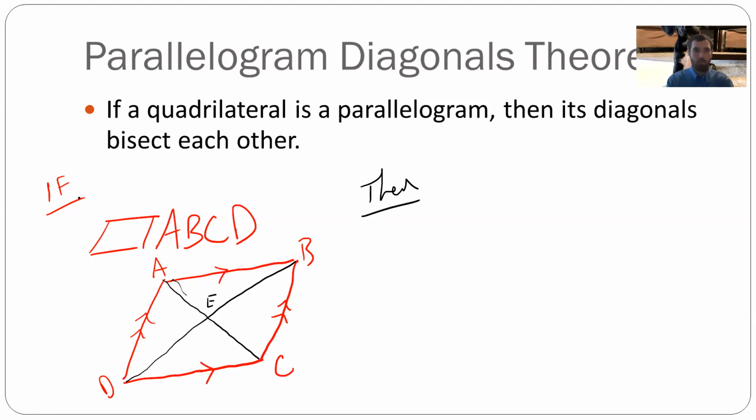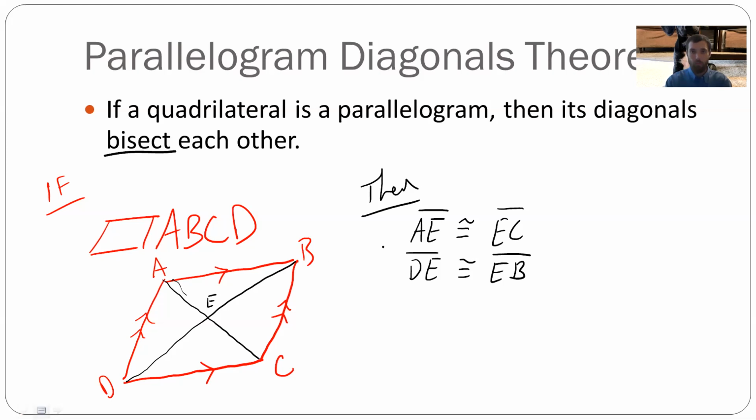When we're talking about bisecting, we're talking about cutting in half. We're dividing it into two. What this theorem is stating is that our diagonals get cut in half. They cut each other in half. So that tells me that AE is congruent to EC, as well as DE congruent to EB.